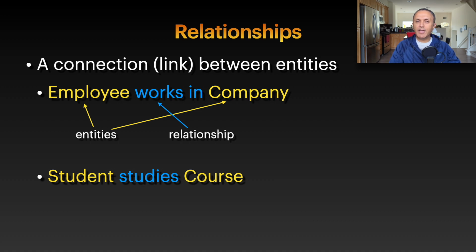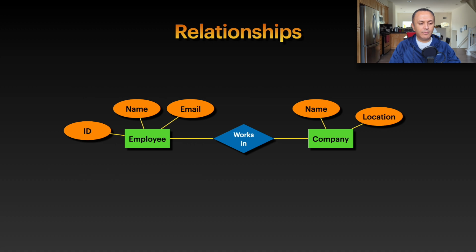How do we represent that in an ER diagram? This is the format that we're using. Usually the relationship is represented in this diamond shape, and it connects to the entities that it links. So here we have the employee entity with its attributes, we have the company entity with its attributes, and then we have the works in relationship in between.